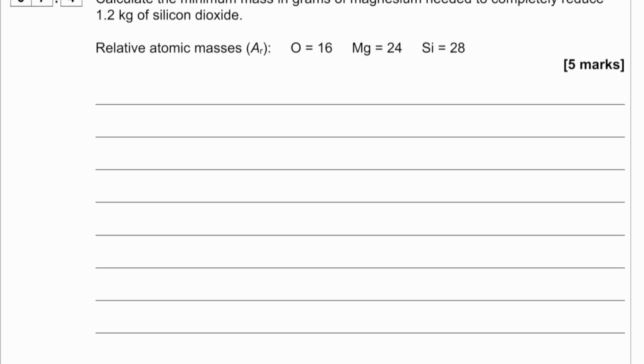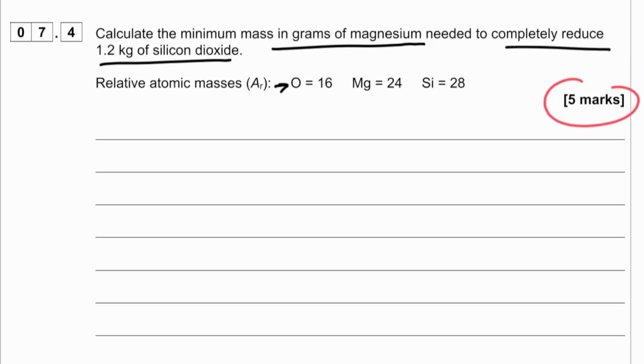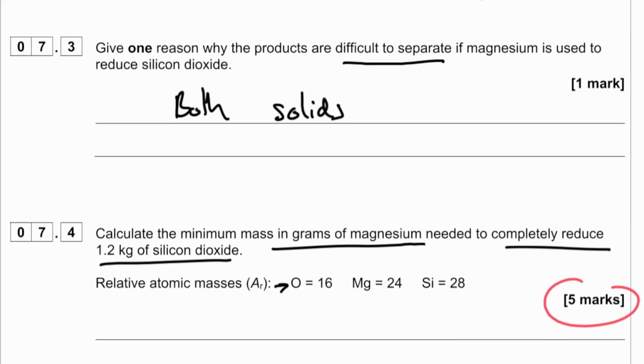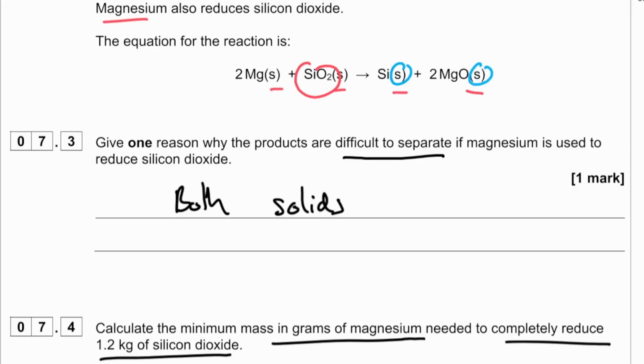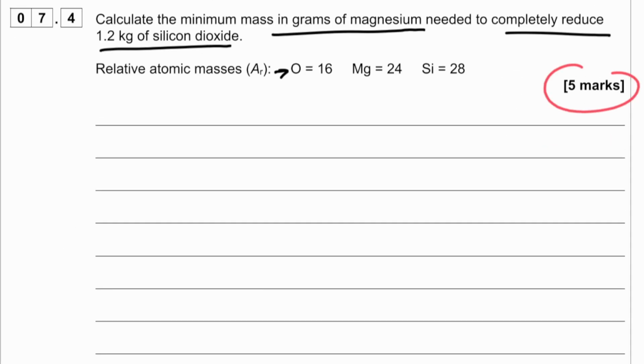Okay, 7.4. Calculate the minimum mass in grams of magnesium needed to completely reduce 1.2 kilos of silicon dioxide. And we're given some atomic masses there. So this is a 5 marker, so you want to go nice step by step to work this one out. The first thing we want to work out is how many moles of silicon dioxide we actually have. Now to do that, we need to work out the molecular mass first of all. Given the atomic masses, and we know the formula for silicon dioxide because it's given to us in this question, SiO2. So we want to work out the molecular mass of SiO2.